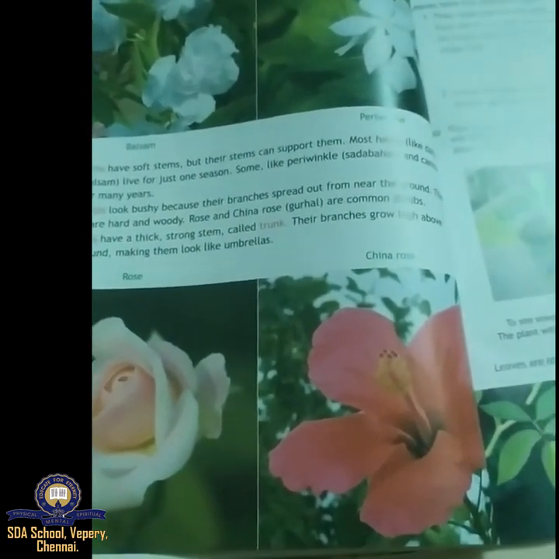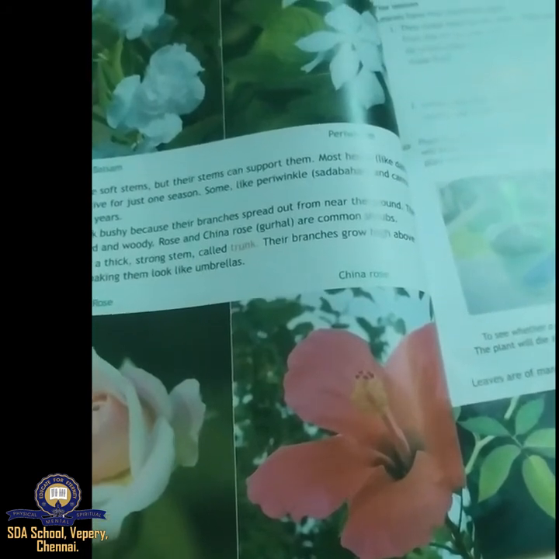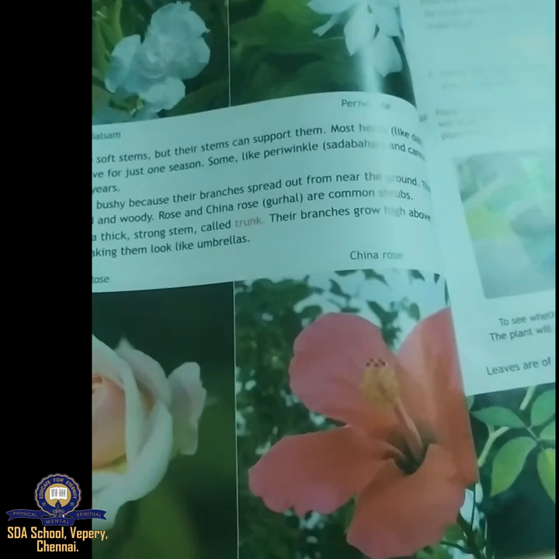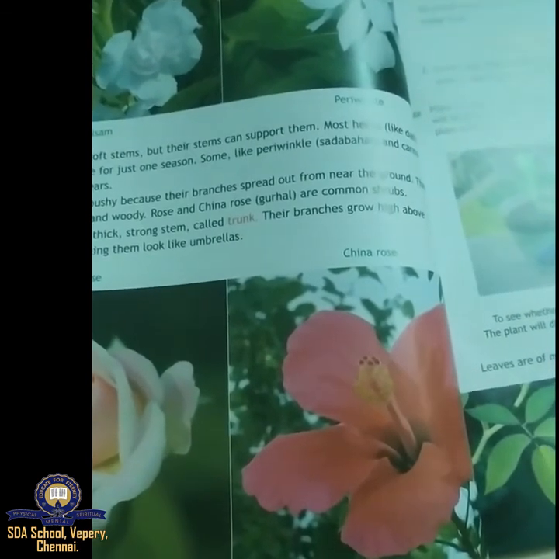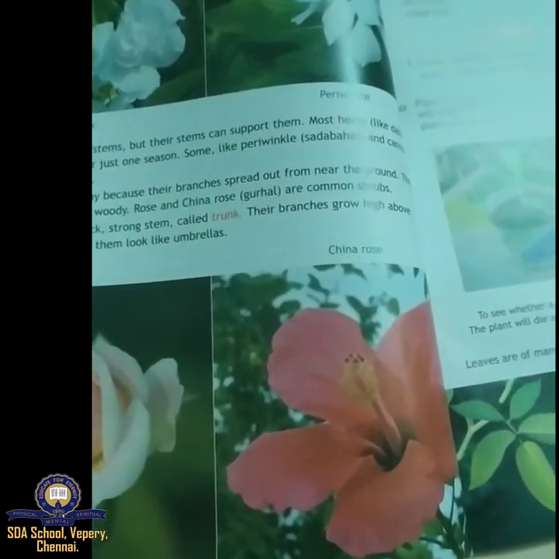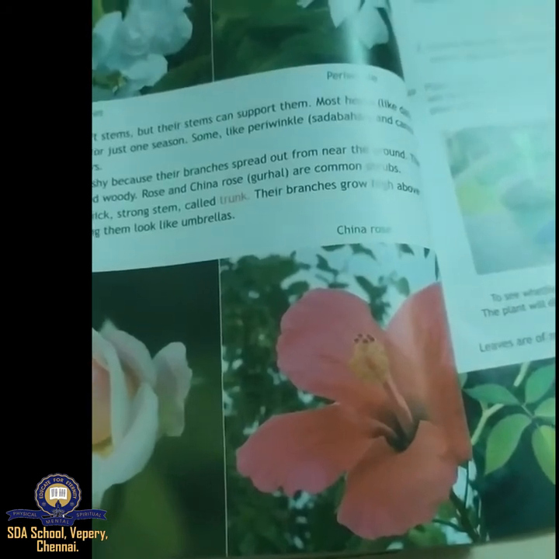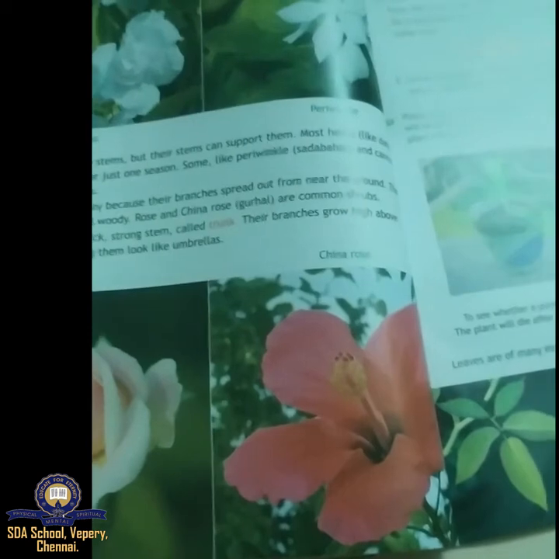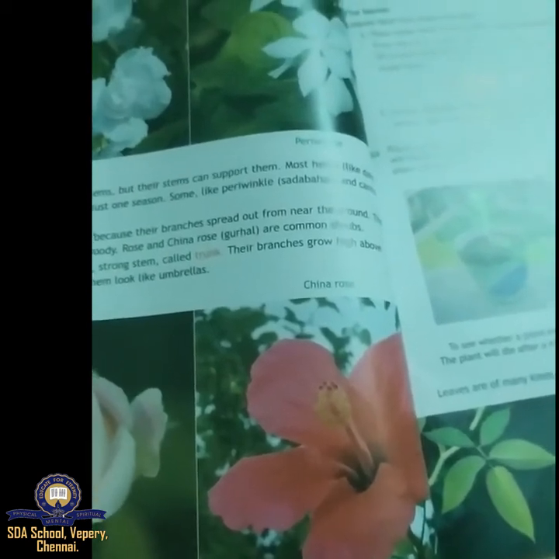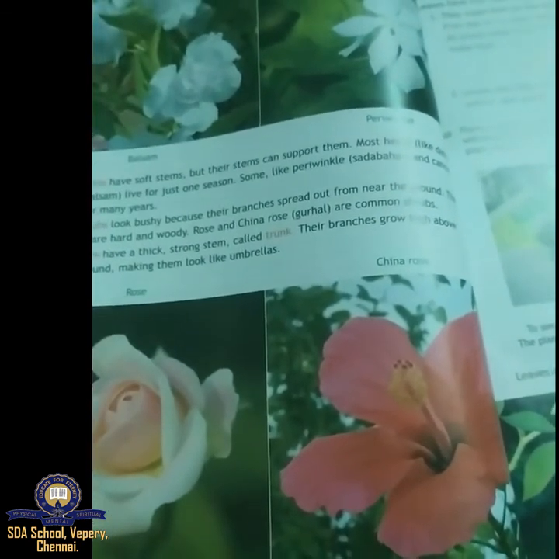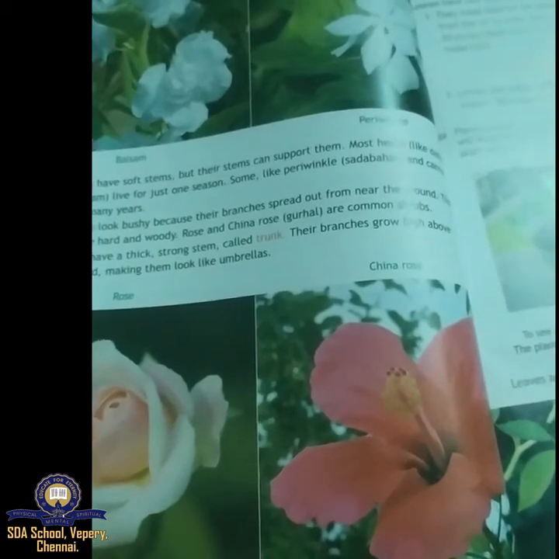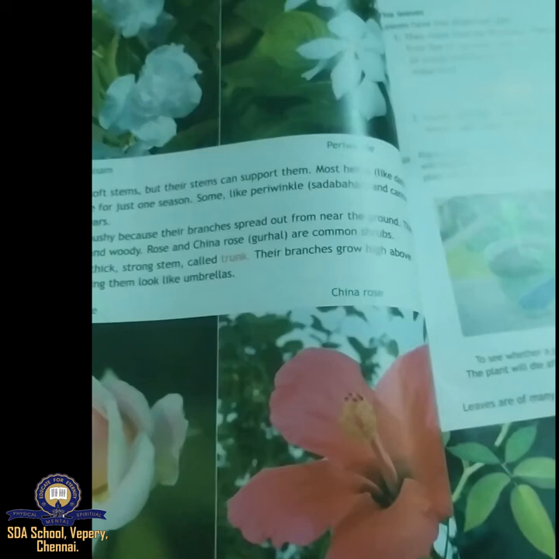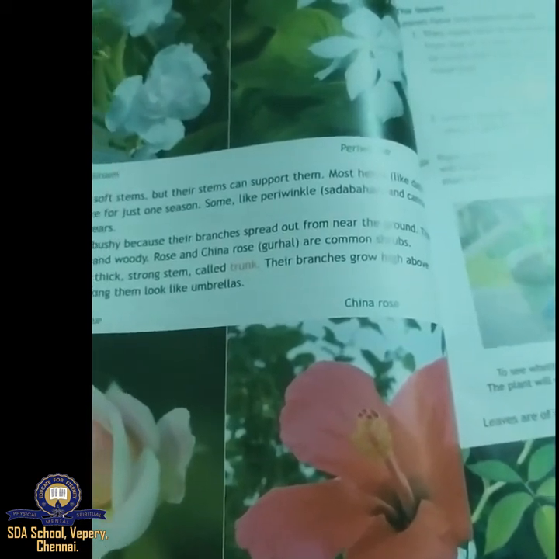In this lesson, we learned about herbs, shrubs, and the root system and shoot system. What is a shoot? The parts of a plant that grow above the ground are called shoot. And what is a root? The parts that grow below the ground. And what are the parts of a plant we see? Stem, root, flowers, leaves, and branches.